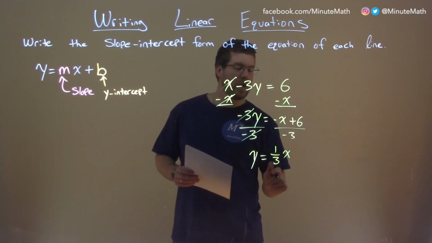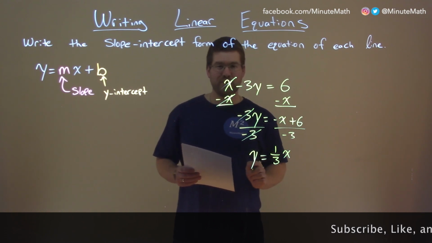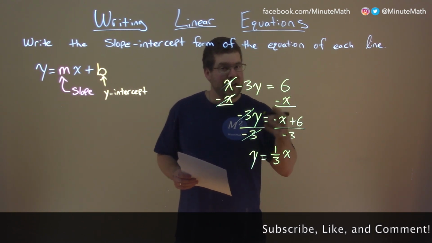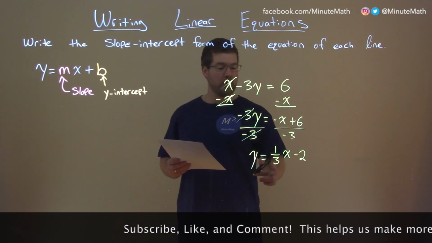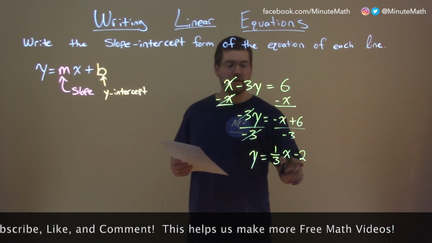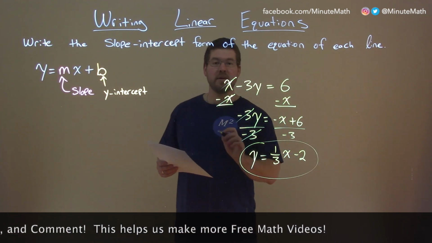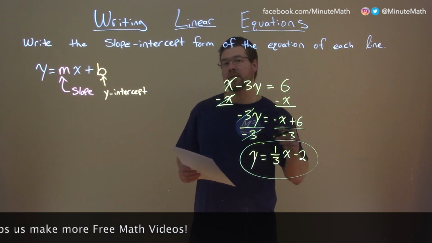We have x here. Don't forget, though, we have two parts. 6 divided by negative 3, that's going to be a negative 2. So we have minus 2 here. And now we have our answer. 1/3 is our slope. Negative 2 is our y-intercept. And our final answer here in slope-intercept form is y equals 1/3 x minus 2.